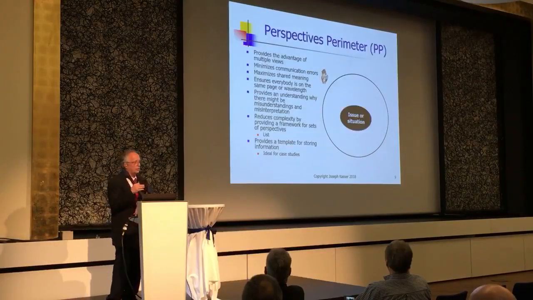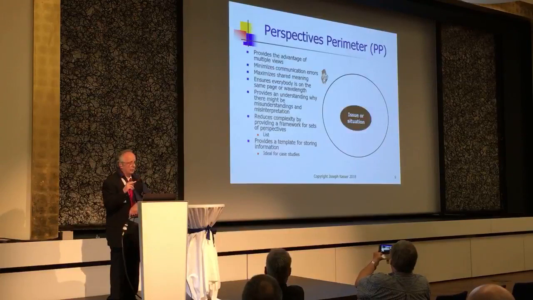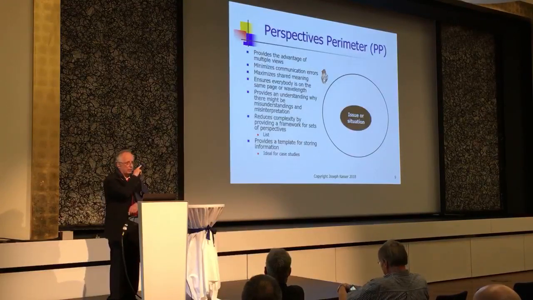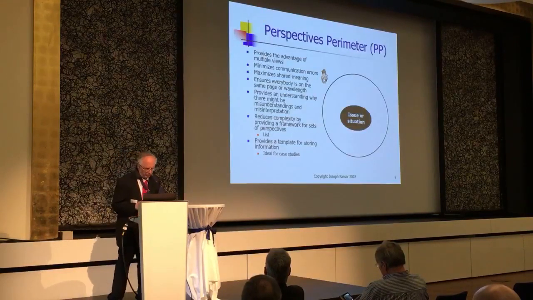It's looking at an issue or a problem from different perspectives. You've heard people say, let's make sure we're on the same page or let's make sure we're on the same wavelength. What they're actually doing is making sure they're on the same point on that curve. And so we have multiple views. So the perspective perimeter provides the advantage of multiple views.